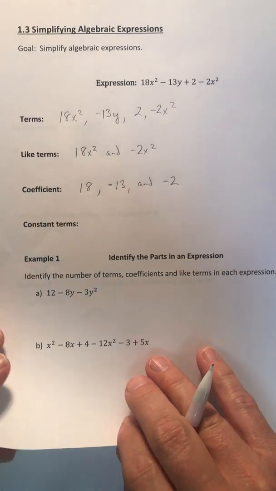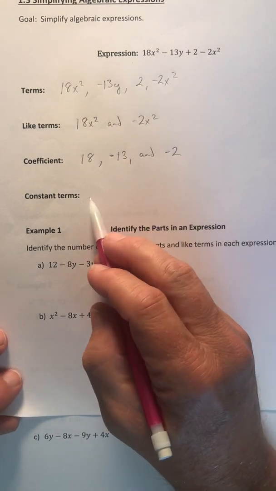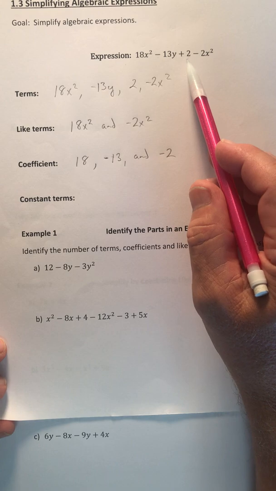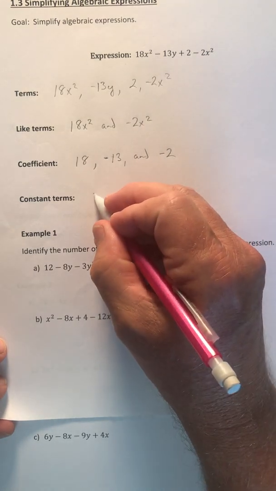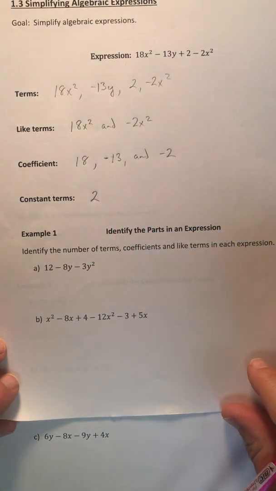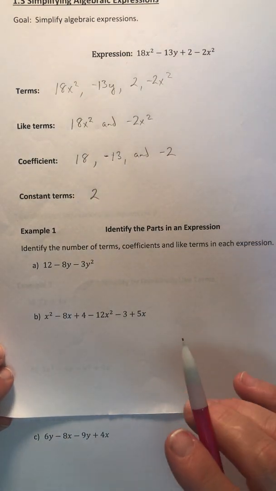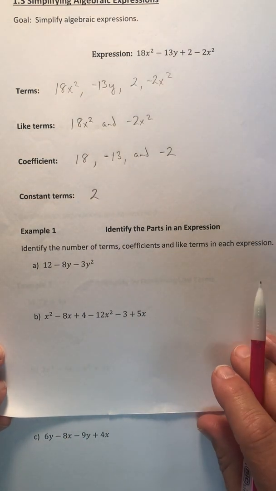All right. Constant terms. Constant terms are the terms that don't have any variables. So our only constant term would be our positive 2. So 2 would be a constant term. All right, and that's our terms, like terms, coefficients, and constants. You should know what all of those are.